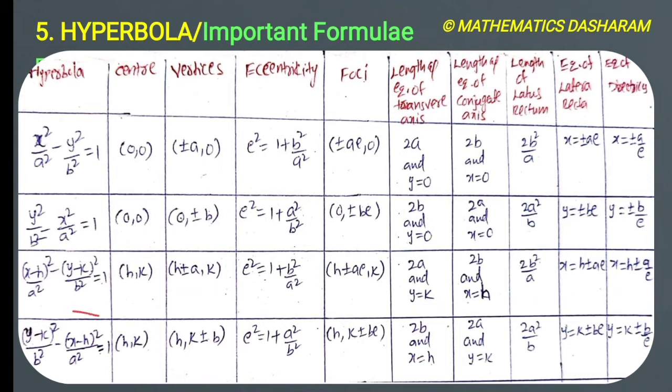Next here, another one, the last one. Its center is the same, h comma k, and here also the vertices and eccentricity are changed. So this is a very important table for doing the problems in the hyperbola chapter.